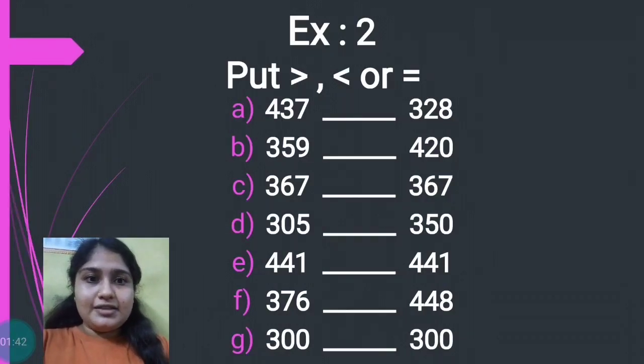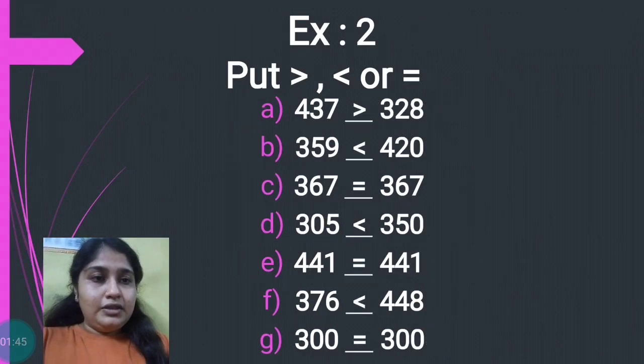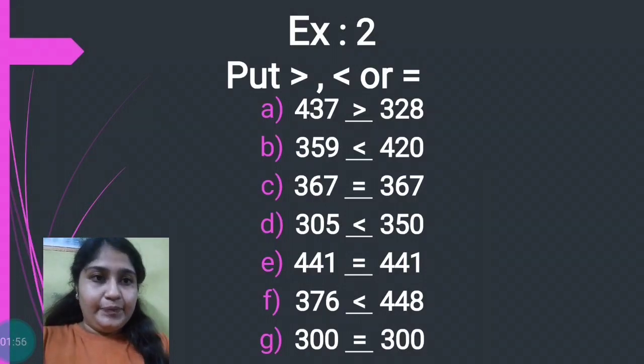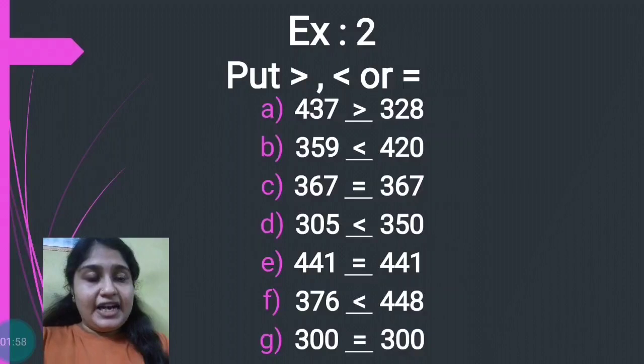Okay, so let's see the answers. A, 437 is greater than 328. 437 328 से बड़ा है. B, 359 is less than 420. C, 367 is equals to 367. है ना students? दोनों numbers same हैं. So when the numbers are the same, we use the equals to sign. D, 305 and 350. So 350 is greater than 305.